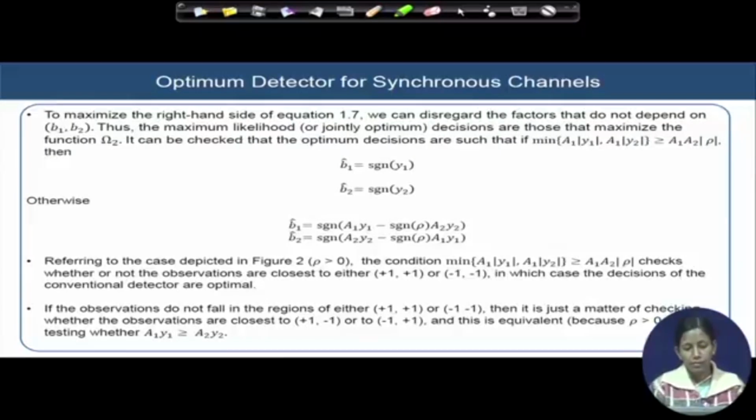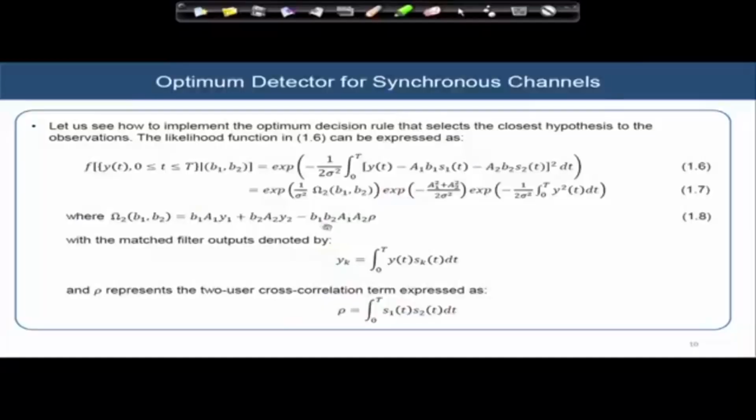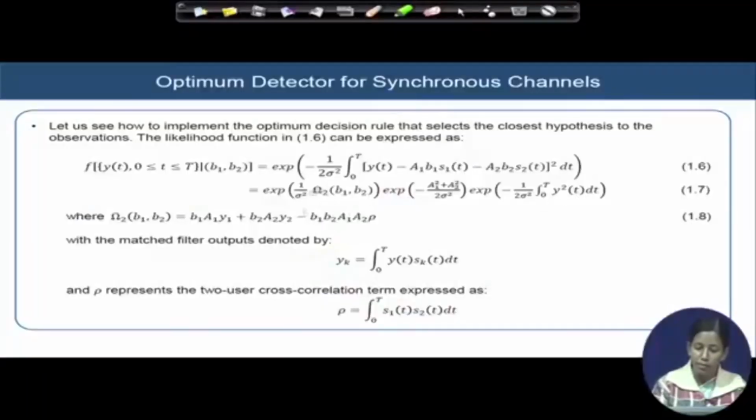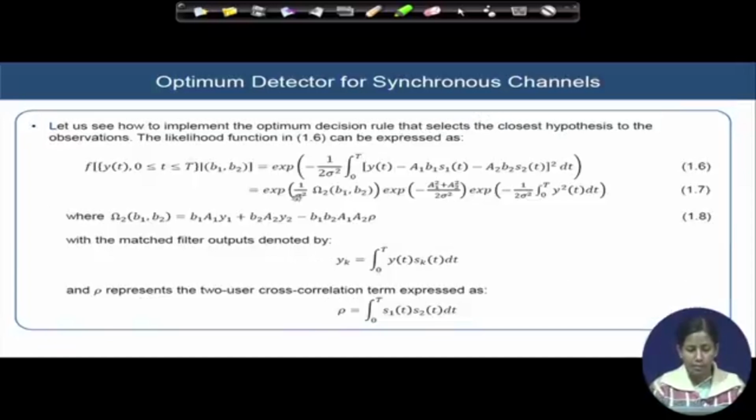With that, remember, on the right side of equation 1.7, we can disregard the factors that do not depend on B1 and B2. Basically our target from this expression is to estimate B1 and B2. So, the factors which are not dependent on B1 and B2 can be disregarded from the expression itself, and we can thus come down to the maximum jointly likelihood decision, which is the jointly optimum decision, those that maximize the function big omega 2.